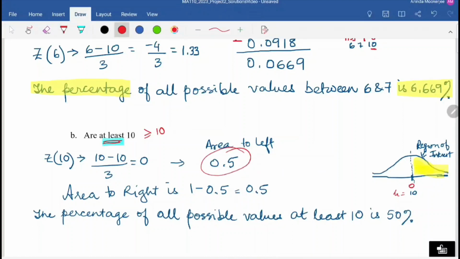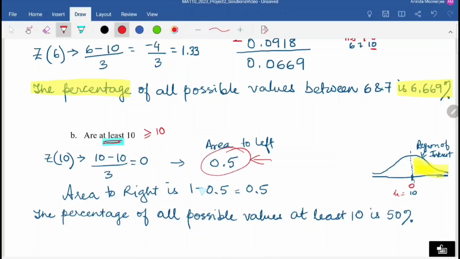How did I know that? I used the table, but I'm not displaying it here. You should know by now how to refer to the table. Otherwise, just go over my previous videos to see how I've shown how to use the table. Now we need the area to the right. The table gives us the area to the left only. So this is area to the left. Our region of interest is area to the right.